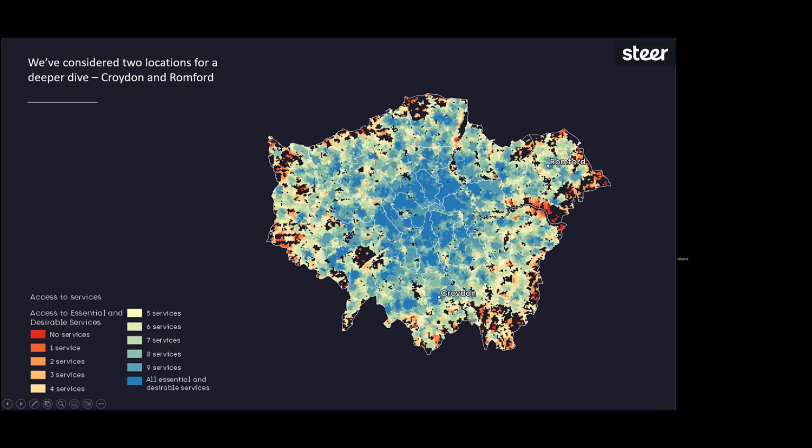So what I'm going to do quickly is have a bit of a deeper dive into two case study locations. So we've picked out Croydon and Romford as two locations that we had a bit of a deeper dive looking at the data that we pulled out. Both outer London strategic centres, outer London boroughs. So we collected lots of different data for these locations.